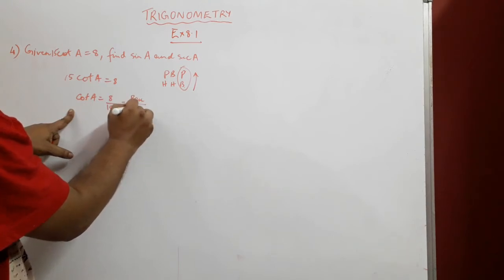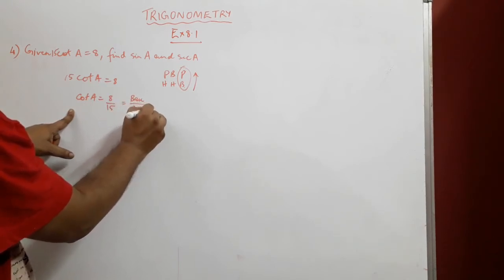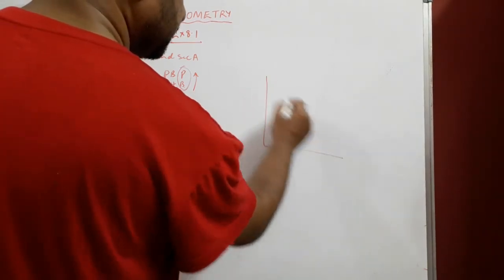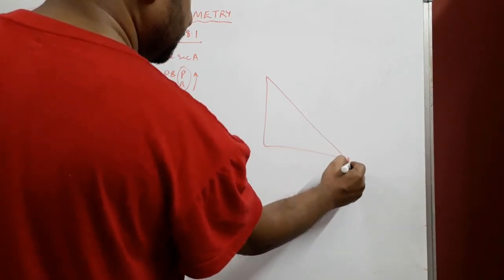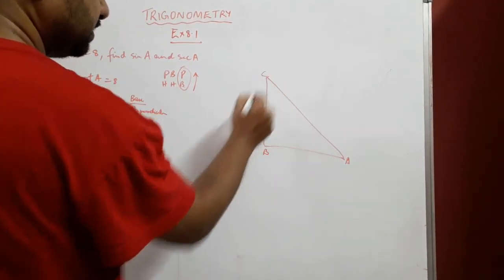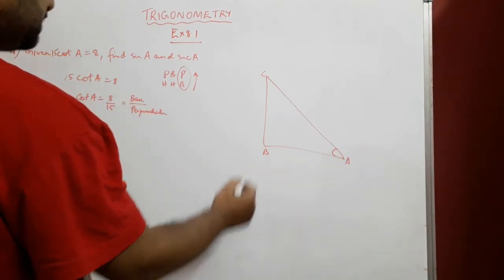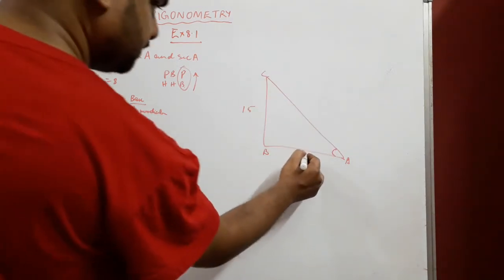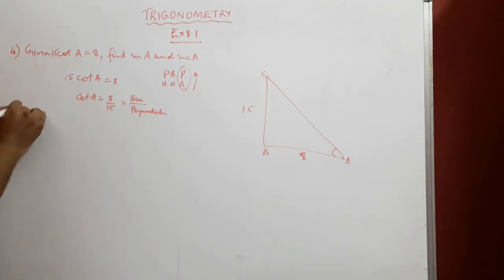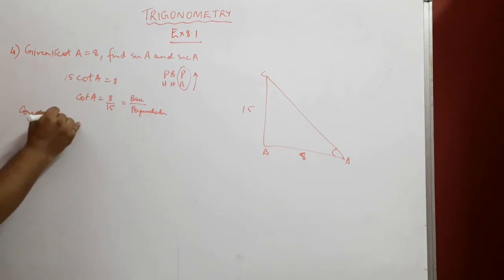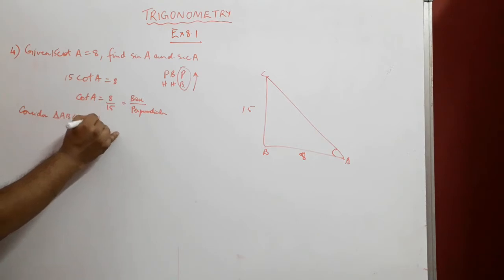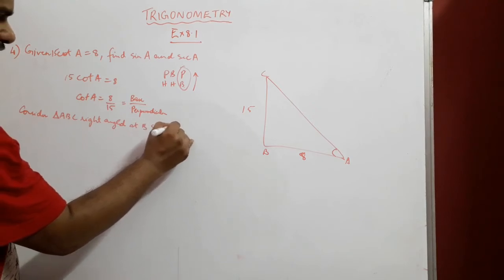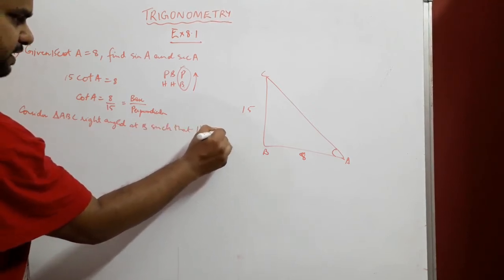which means base upon perpendicular. So if we draw a triangle like this, and put A here, B here and C here, for this angle the perpendicular is 15 and the base is 8. We need to find our hypotenuse, which is not given. So we'll consider triangle ABC right angled at B such that angle B equal to 90 degrees.